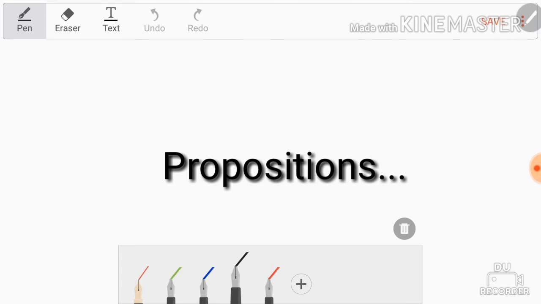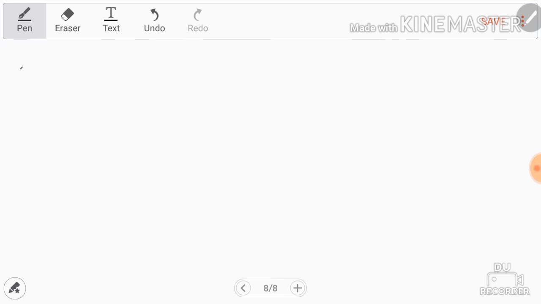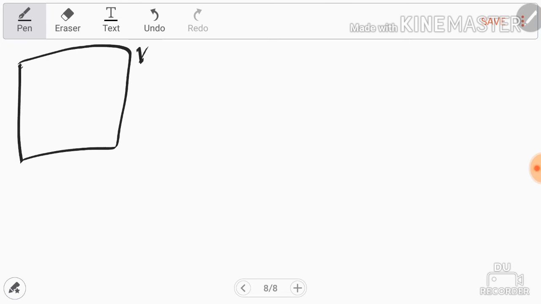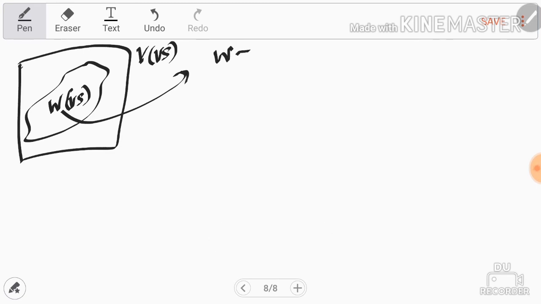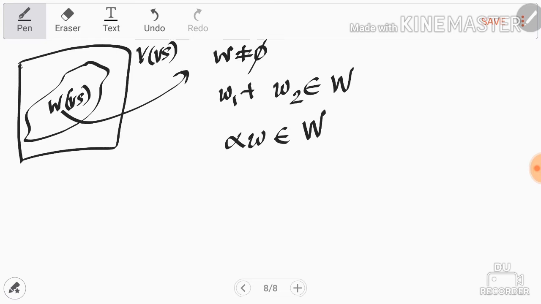Let us now look at a few propositions associated to the concept of vector subspaces. As we saw, a vector subspace is nothing but another vector space lying inside a bigger vector space, which satisfies three properties. It should be non-empty, and whenever you take any two vectors from W, their sum should belong to W. The scalar multiples should also belong to W. All possible scalar multiples should belong to W.